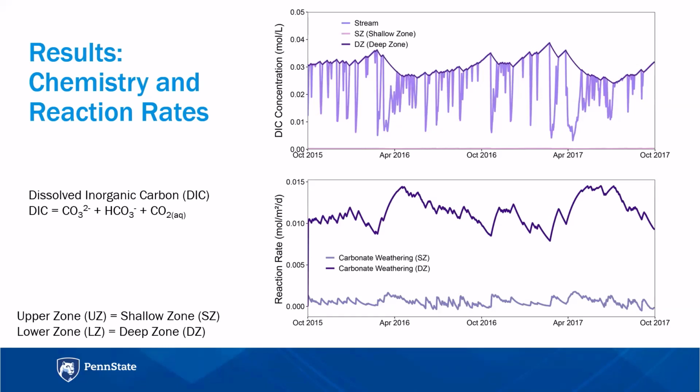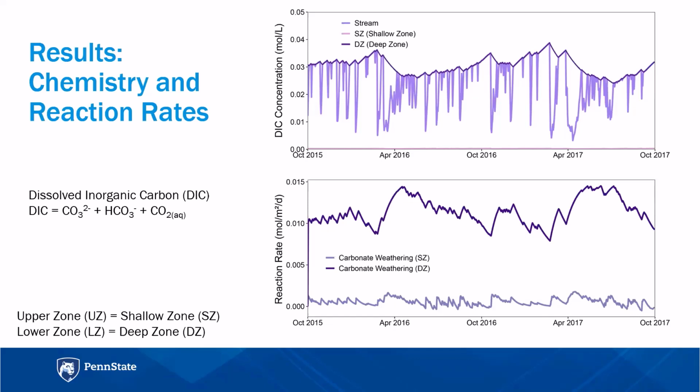So here I've plotted the time series for dissolved inorganic carbon concentrations in the stream, shallow zone, and deep zone, where dissolved inorganic carbon, or DIC, is just the sum of those three aqueous carbonate species: carbonate, bicarbonate, and carbon dioxide. And below that, I have the reaction rates for carbonate weathering in the shallow zone in the lighter color and in the deep zone in the darker color. And so the rates are in moles of calcium carbonate per meter squared per day.